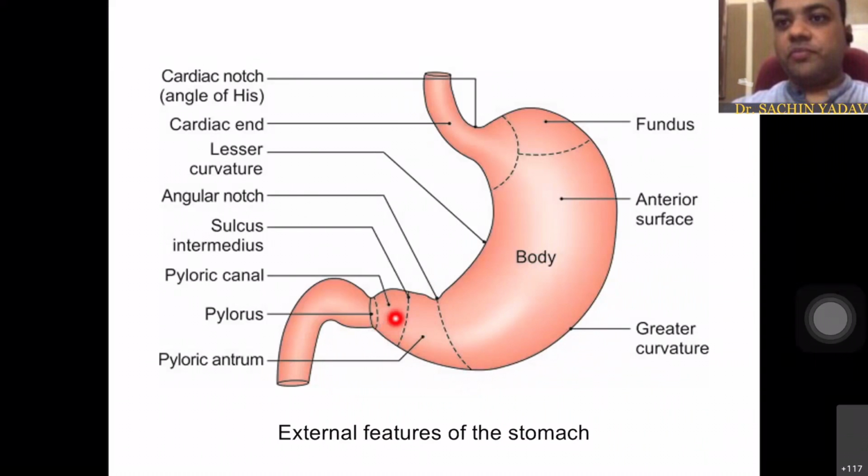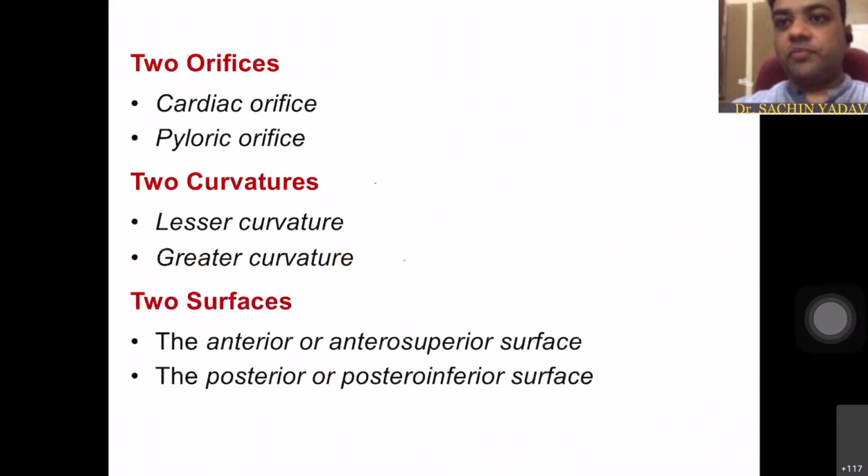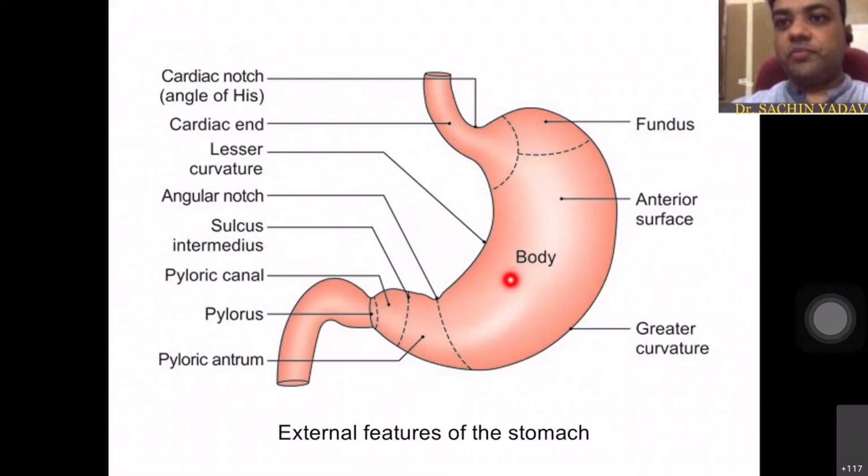So not only anatomically but histologically also, depending on the types of the cells, the body and the pyloric parts are divided. You will see this during the histology of the stomach. Fine. And this is the whole anterior surface and posterior surface, so we will see the relations of all those also.